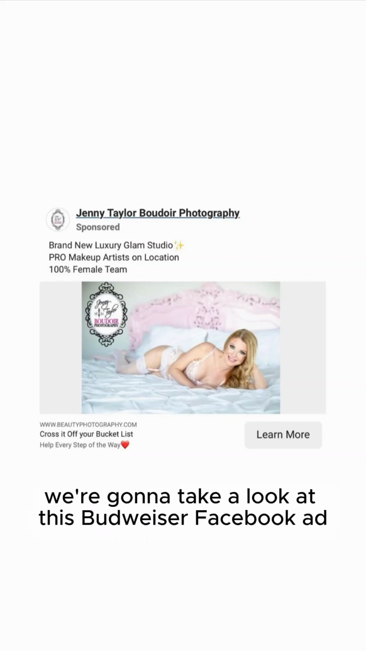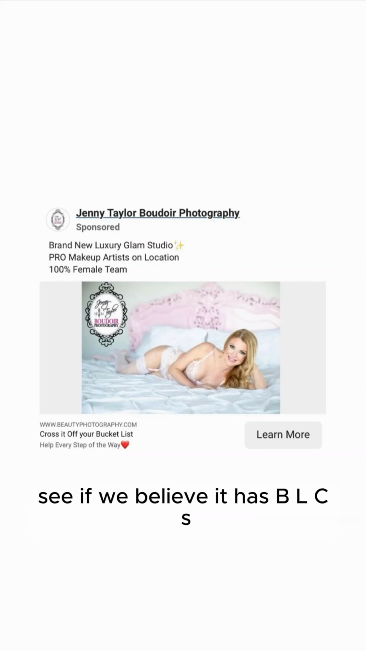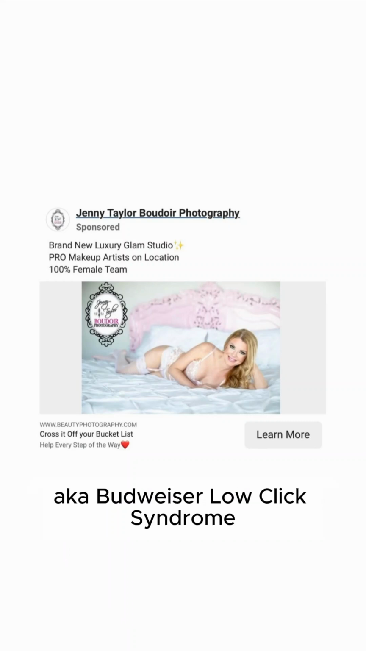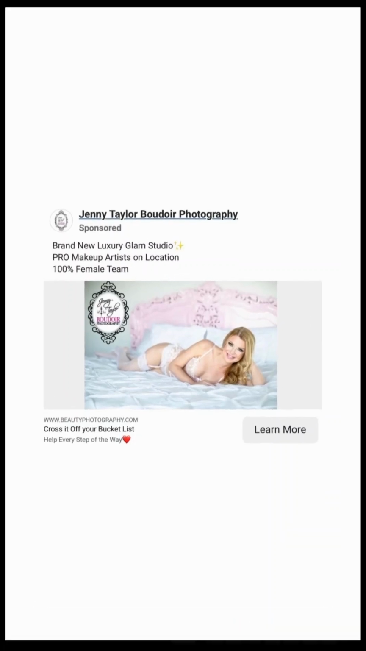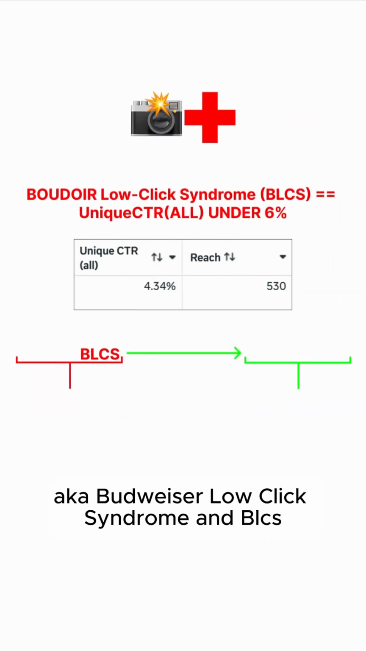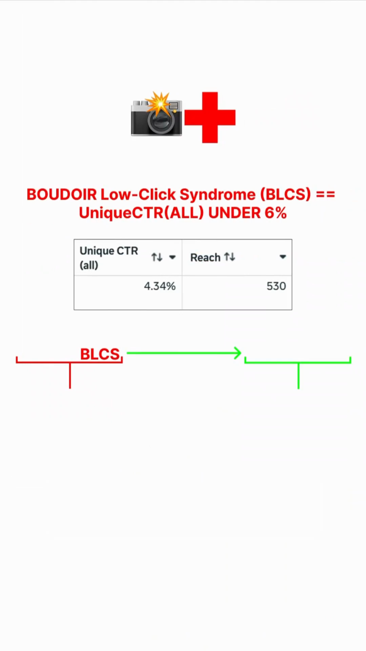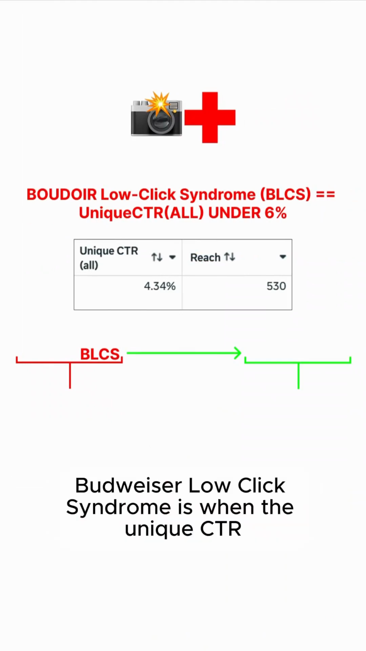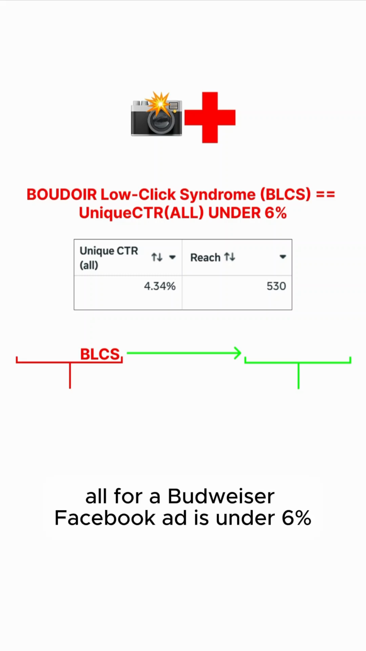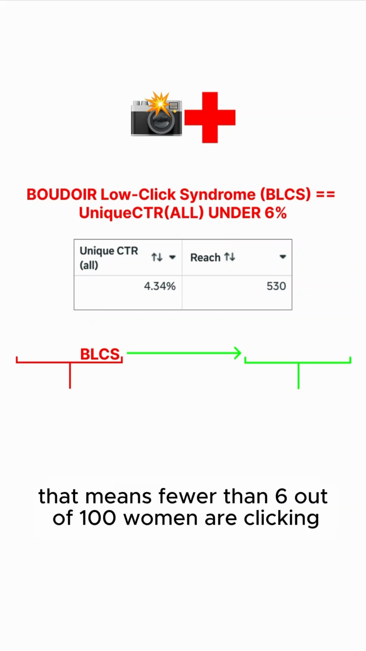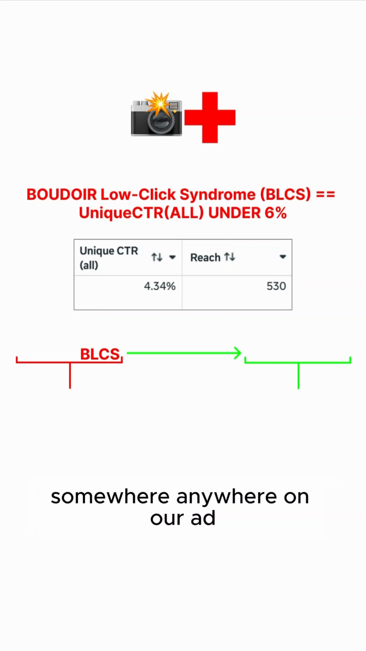All right, y'all, we're going to take a look at this Boudoir Facebook ad, see if we believe it has BLCS, aka Boudoir low click syndrome. BLCS, Boudoir low click syndrome, is when the unique CTR all for a Boudoir Facebook ad is under 6%. That means fewer than 6 out of 100 women are clicking somewhere, anywhere on our ad.